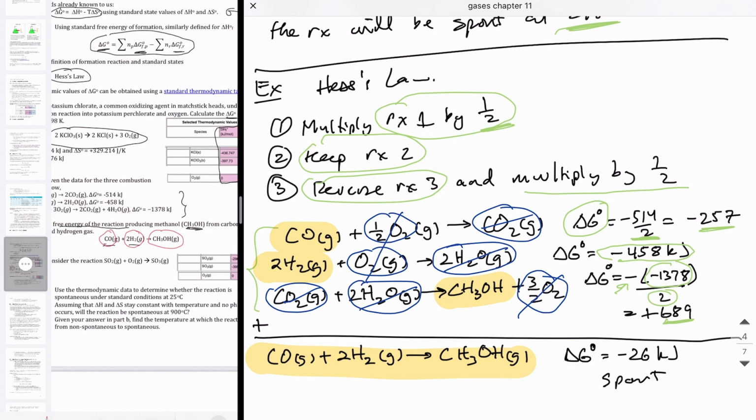So to get my delta G, I just need to add these 3 numbers: the negative 257, the negative 458, and then the positive 689. That gives me negative 26, which tells me that this is spontaneous.